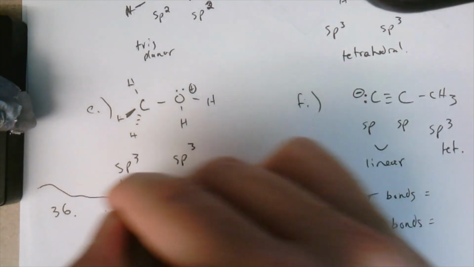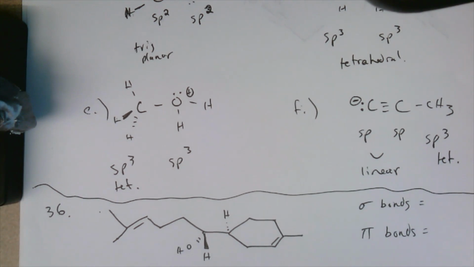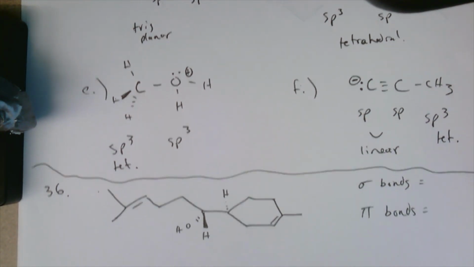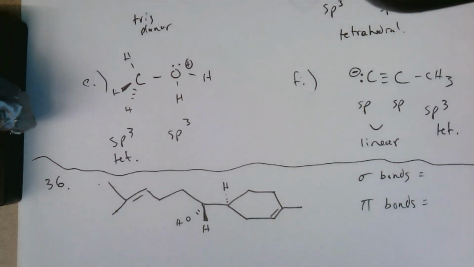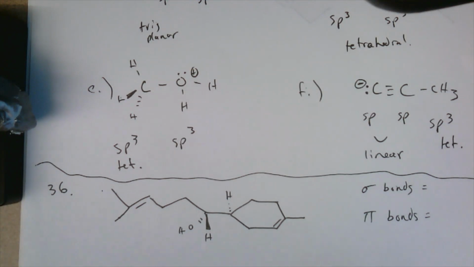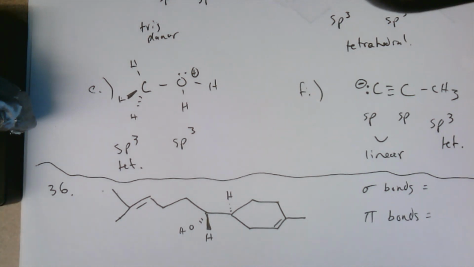Okay, hopefully that wasn't too bad. Next one, counting the number of sigma and pi bonds. So don't forget about your hydrogens here. I'm going to count my carbons first, then I'm going to count my hydrogens for my sigma bonds. Okay, let's do the pi bonds first. I think pi bonds would be easier to count for us first.